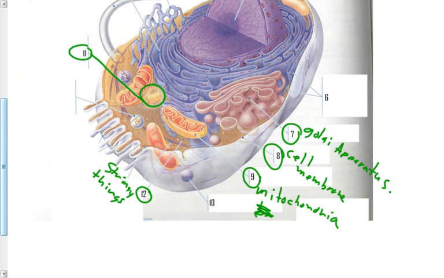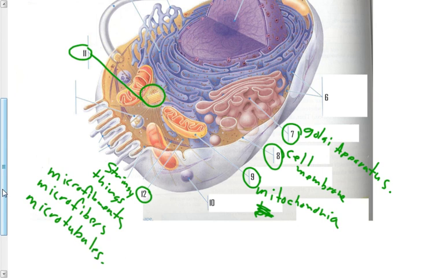Okay. And then number 12, what are the stringy things? I'll accept 3 answers. Microfibers, microtubules, microfilaments, okay? So any of the micro things. Microfilaments, okay, microfibers, okay, microtubules. And what do all of those do? Support of the cell, keeps the shape of the cell, prevents the cell from rupturing under twisting conditions, anything that basically has to do with support or shape will be an acceptable answer for that.